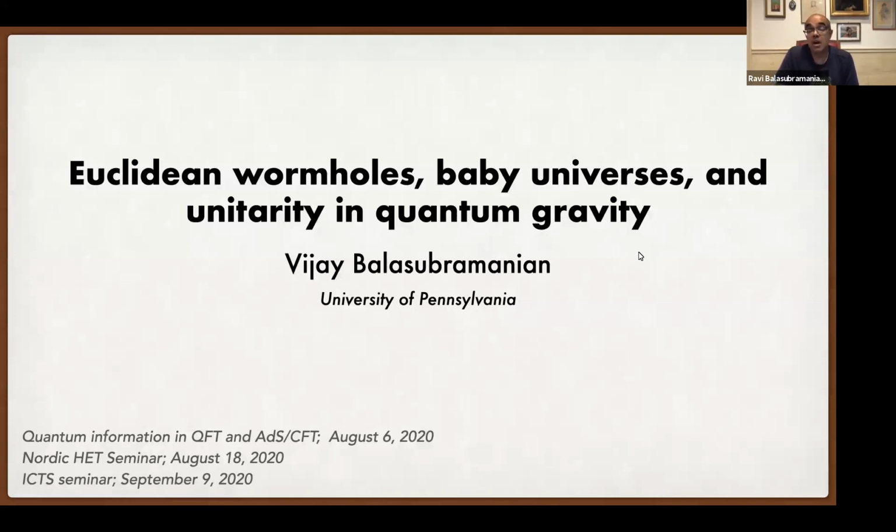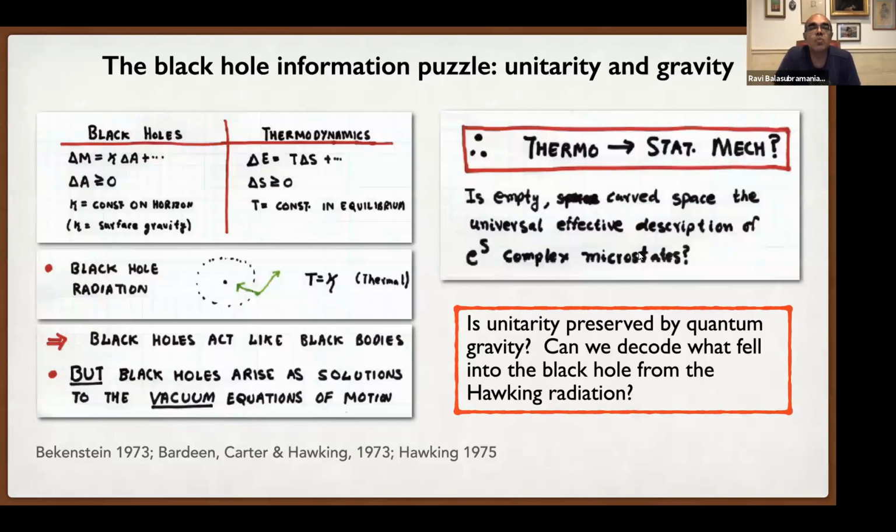Now, ever since the 1970s, one of the major problems in theoretical physics has been to understand the black hole information puzzle, which is really the question of whether quantum mechanics is unitary in the presence of gravity.